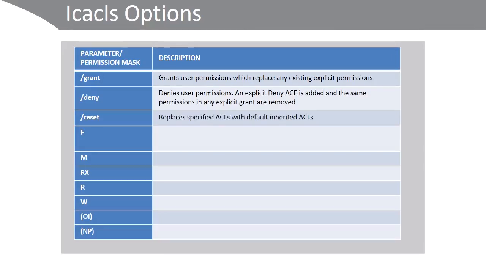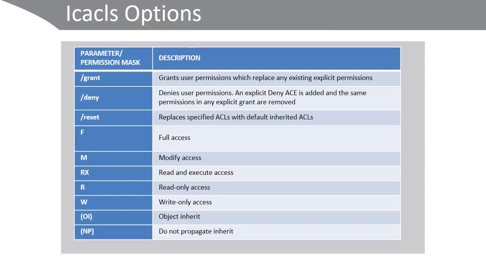/reset replaces the specified access control list with the default inherited access control list. I'll talk about inheritance shortly. F grants full access. M is modify access. RX is read execute access. R is read only access. W is write only access. Object inherit, and do not propagate inherit.